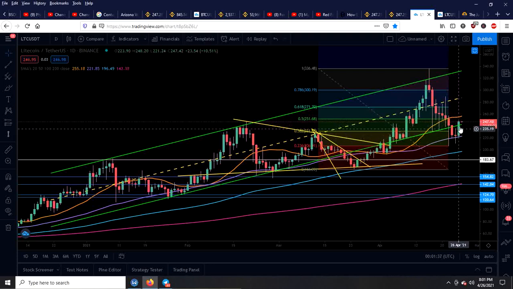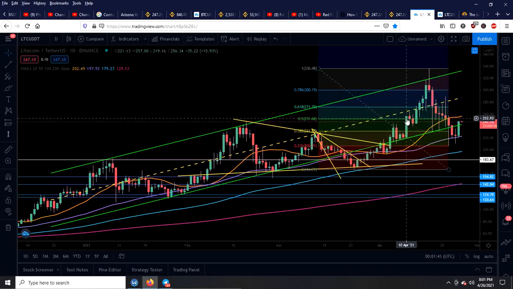When we go out, look at that, boom. So you got this coinciding, same thing, the 0.5 fib, 251.68. Wow, isn't that great? Yes, it is.